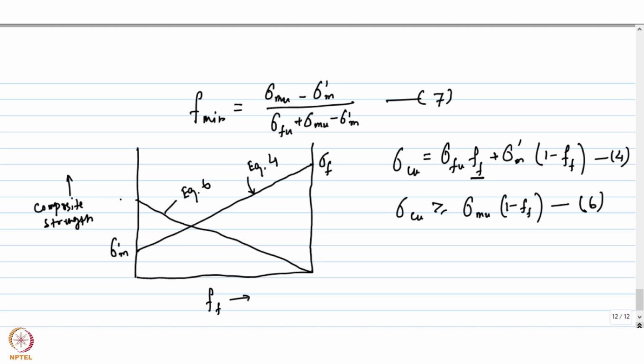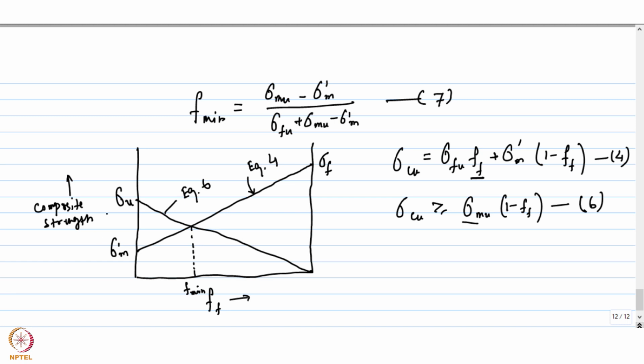So when Ff is equal to 0, it is simply the ultimate tensile strength of the matrix. That means this intercept is sigma u or sigma mu, right, as you could see from here. And when the volume fraction is equal to 1, then this becomes 0, as you could see from here. Okay. And the intersection that you have between these two lines represents the minimum volume fraction of fiber which is needed to obtain any strengthening effect.